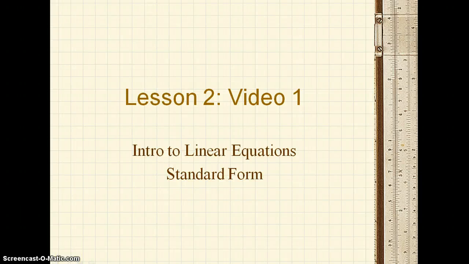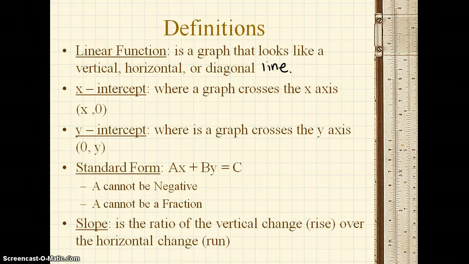Hello gentlemen, this is Lesson 2, Video 1, Intro to Linear Equations and Standard Form. A couple of definitions that you need to be aware of.